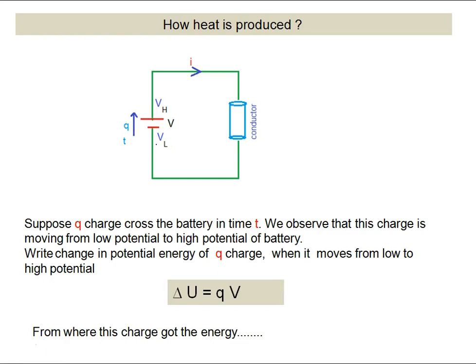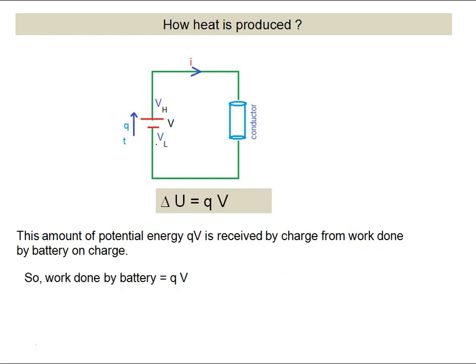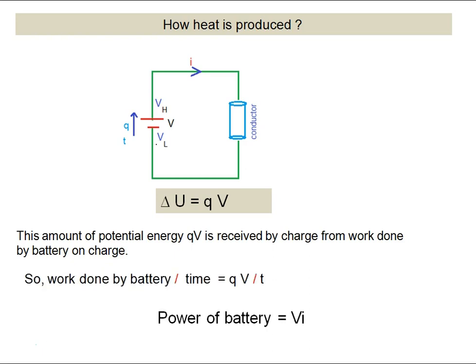Now I think all of you are clear that definitely there is chemical energy stored in the battery that must be utilized here. This amount of potential energy is received by the charge from the work done by the battery on the charge. So work done by the battery is given by qV, and work done per unit time is known as power. So qV upon t, q by t is I, gives VI, or the power of the battery, which I have just discussed, that is EI or VI.